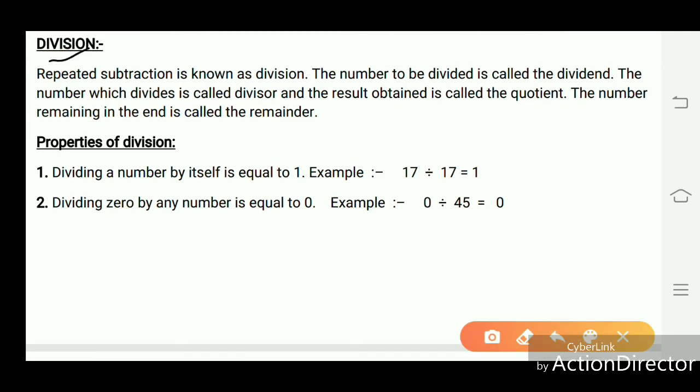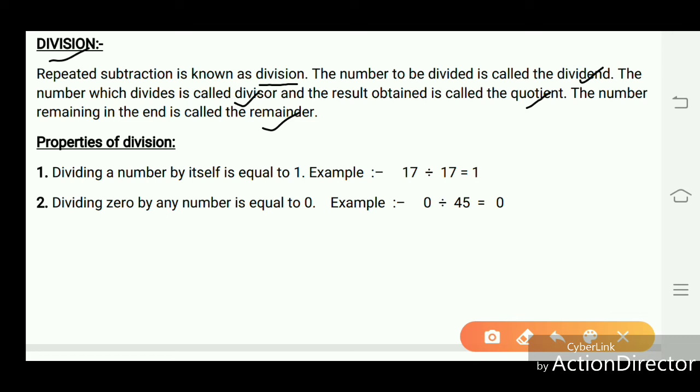Now division. Repeated subtraction is known as division. The number to be divided is called the dividend. The number which divides is called the divisor and the result obtained is called the quotient. The number remaining in the end is called the remainder.